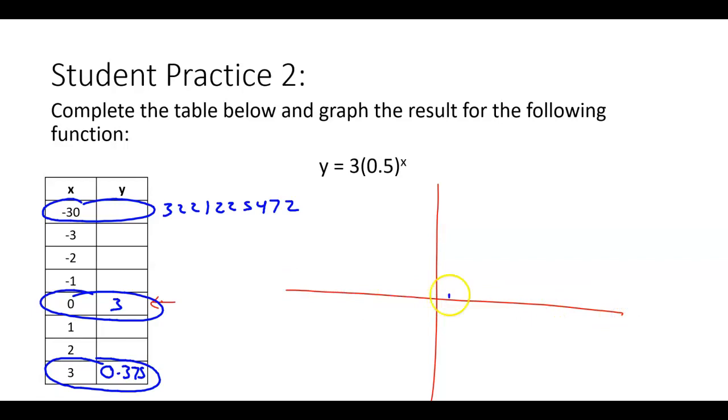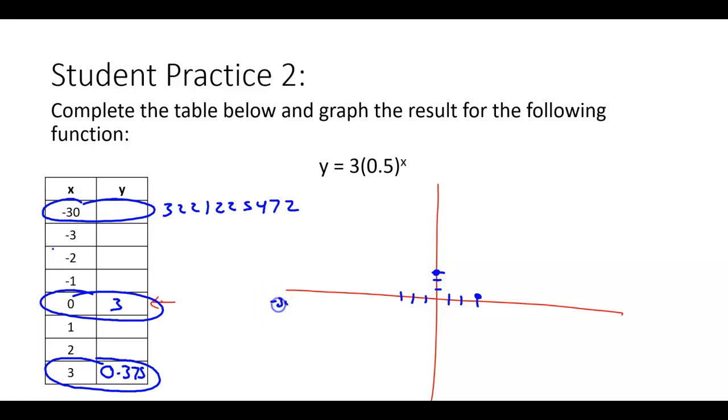I'm going to go over 3 to the left and the right. I see that at 3, it's 0.375, so that's going to be really low, right down here like that, right? So at 3, it's 0.0375, really close to the x-axis. I see that at 0, we have a y-intercept of 3. I didn't do negative 3.